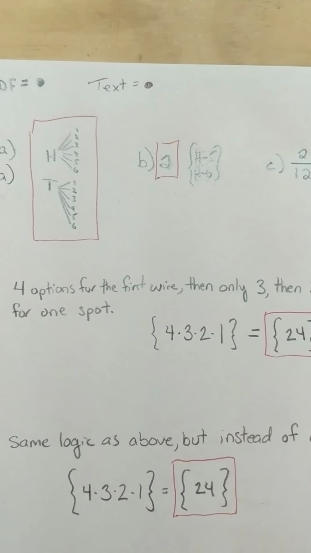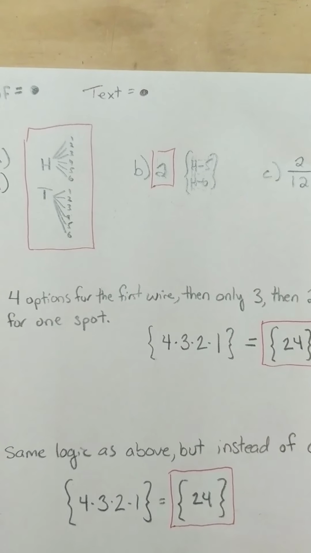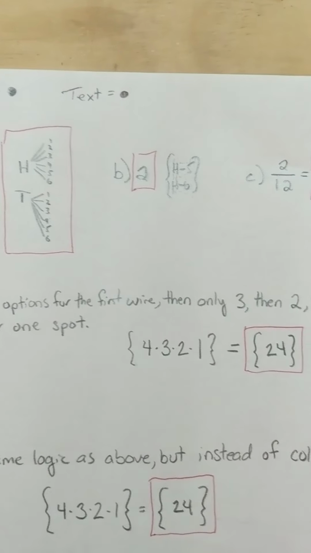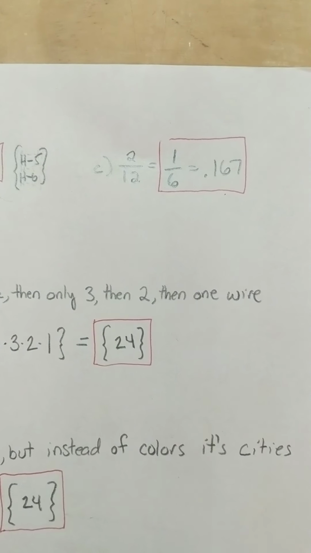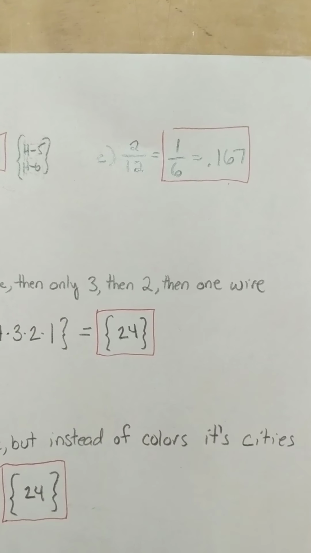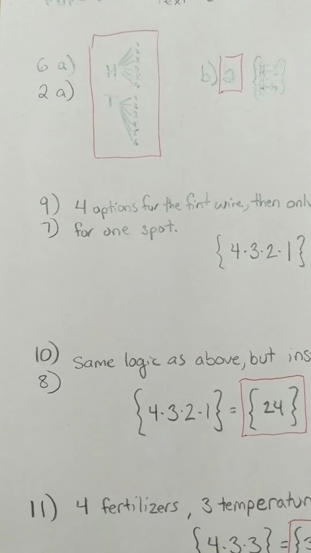Now B was saying that you wanted heads and a number greater than 4. So 5 and 6 are the only two numbers greater than 4, so heads and 5 and heads and 6 were the only two outcomes. Since there were 12 total outcomes, and we were looking for 2 of them, that's 2 out of 12, or 1/6, or about 16.7%.